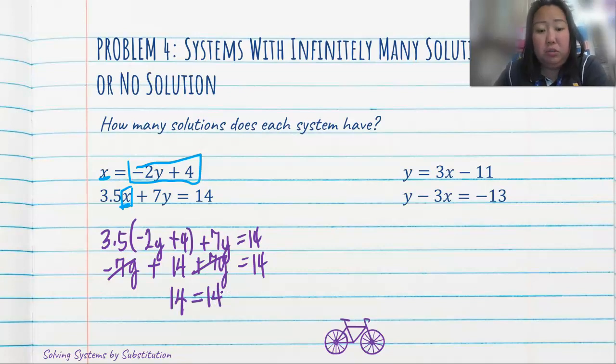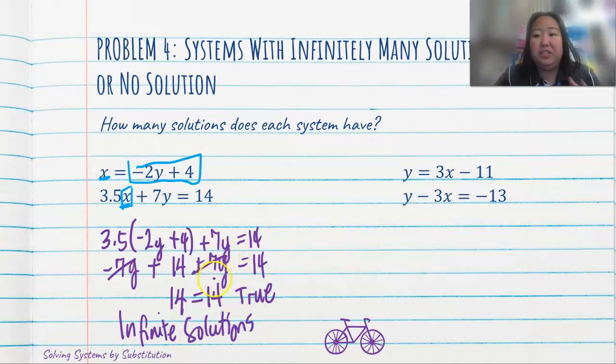No more variables to be solved. We have an expression. So my question is 14 equal to 14? Yes, okay? Because this is true, then you have infinite solutions. Okay, so when all of your variables get canceled out and you are left with a statement, is it true or false? If it's true, then you have infinite solutions. All right, so let's take a look at our second example.